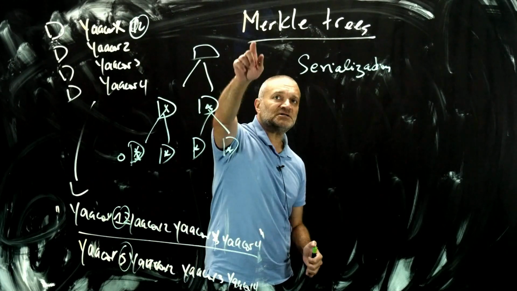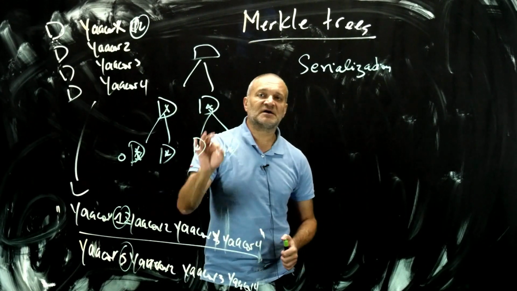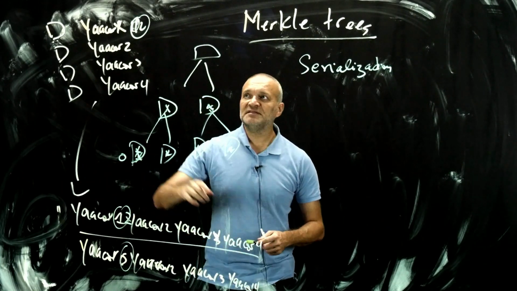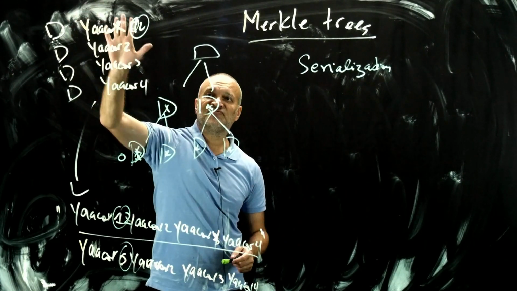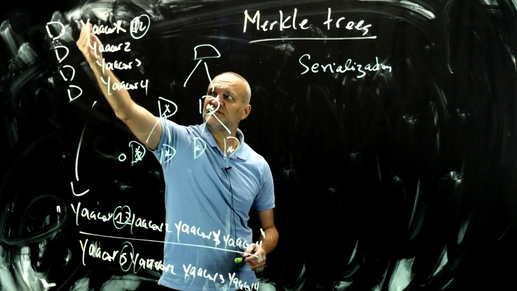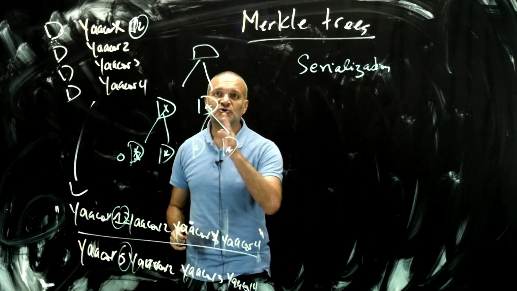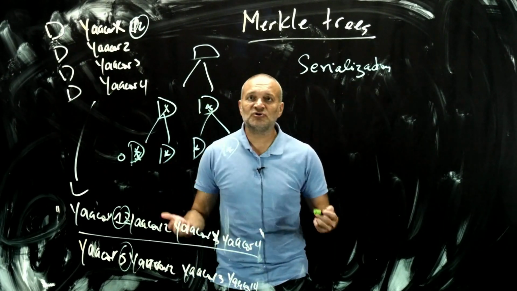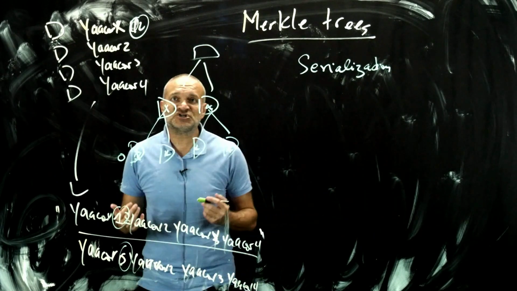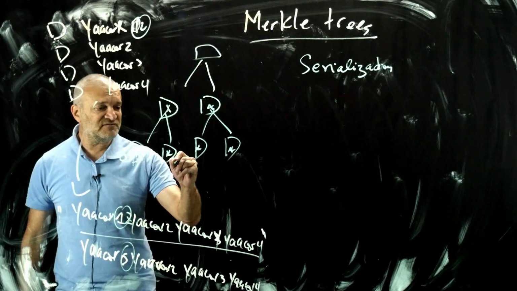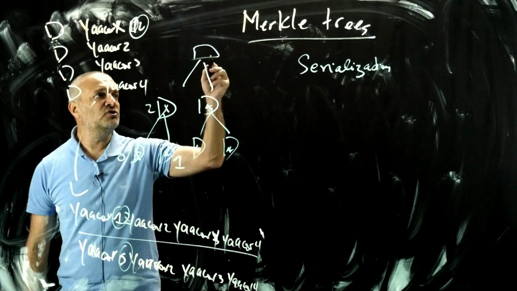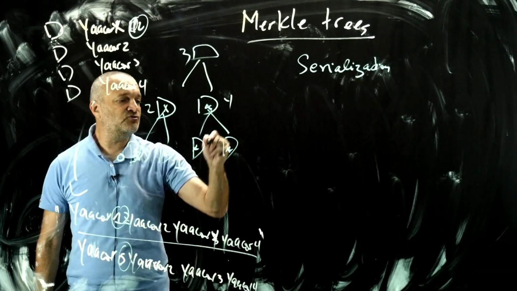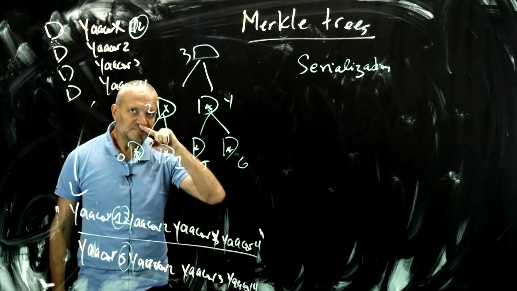Now, Merkle trees are a very similar concept. But first of all, instead of serializing the folders or the file names as I did here, you are going to serialize the entire tree. And how do you serialize the entire tree? Well, it's actually very simple. Let's say you have 0, 1 here, and then you have 2, and here you have 3, and here you have 4, and here you have 5, 6.